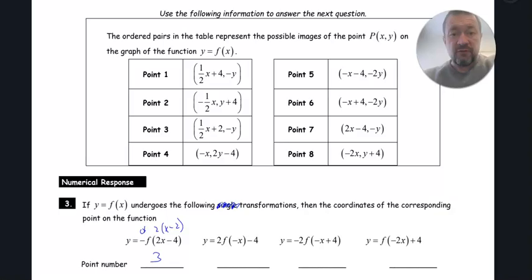In the next one, most of the work that's being done here is actually occurring vertically. There's a 2 out front, so there's a stretch by a factor of 2, and then at the end we're subtracting 4. So I'm looking for 2 times y minus 4, and it turns out the only point that does that is point 4. I don't even really have to look at the x coordinate to know that that's got to be point 4. However, I will notice that it's just a horizontal reflection, which means that the x coordinate is becoming negative, and in point 4, that's exactly what's going on.